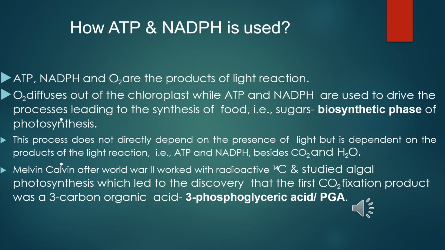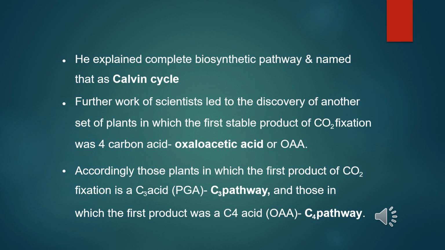Melvin Calvin, after World War II, worked with radioactive C14 and studied algal photosynthesis, which led to the discovery that the first carbon dioxide fixation product was a 3-carbon organic acid, that is 3-phosphoglyceric acid, PGA. He explained the complete biosynthetic pathway and named it the Calvin cycle.